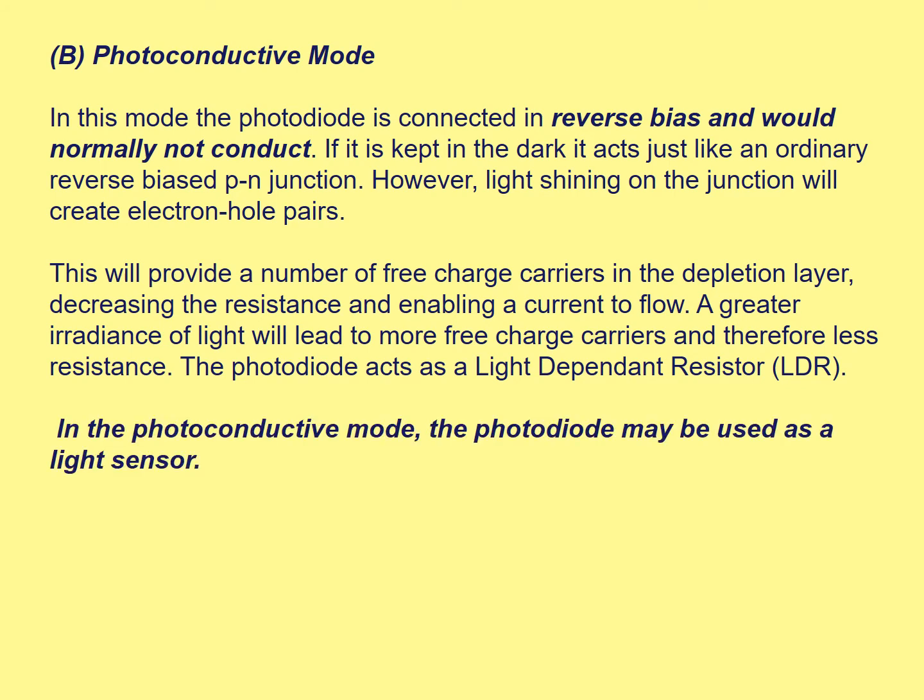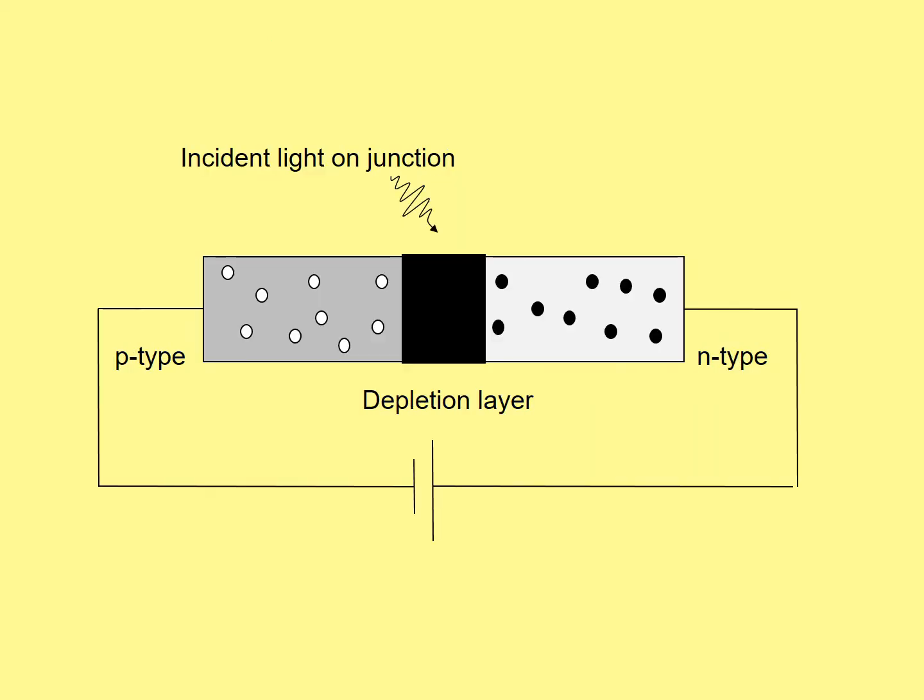In the photoconductive mode, the photodiode may be used as a light sensor, because the more light that goes in, the more conduction happens. So we see in the diagram here, light is incident on a junction. The depletion layer is quite big, because remember this is reverse biased. And when that light is incident on the junction, we have an electron hole pair generated within the depletion layer. The electron hole pair will then move across to the individual materials, the p-type and the n-type, thus generating a current.